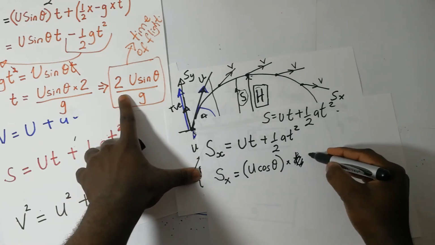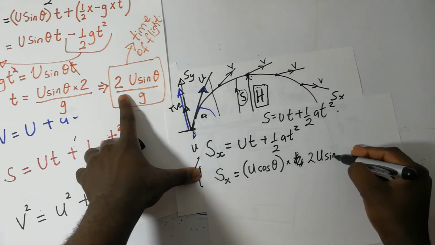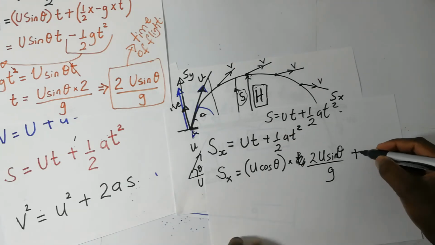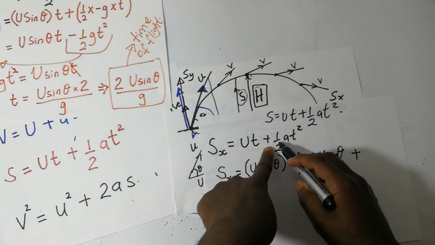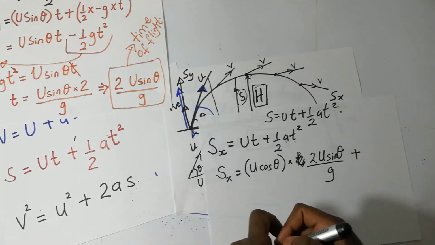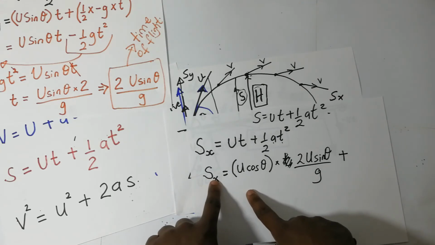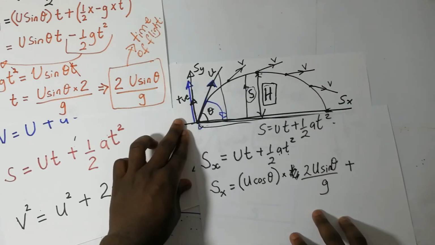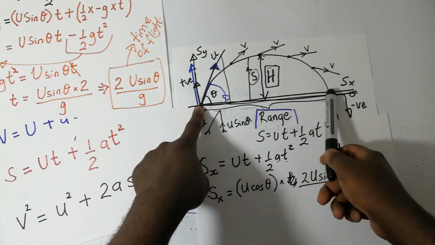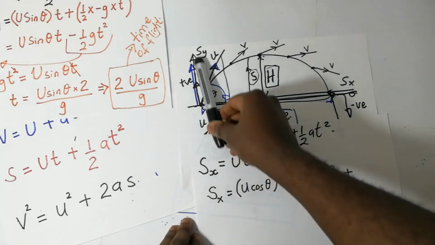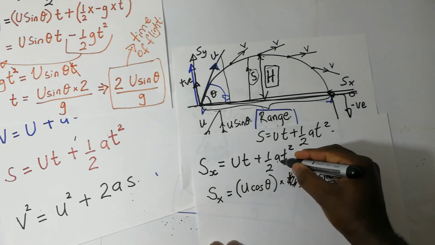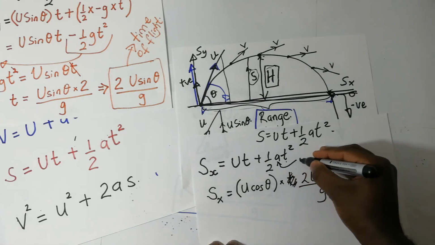So this is going to become 2u sine theta over g, like that. So plus, remember we are following this, plus that is going to be a half times a times t. Now remember, here we are looking at horizontal displacement. And in the horizontal displacement, the truth of the matter is that there is no gravity. Gravity only acts in the vertical displacement. In the horizontal displacement there is no gravity, so it means this value of acceleration is 0.